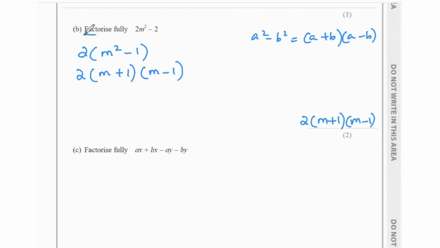Remember, when it says factorize fully, there must be another step. It's not just one step. So you have to keep on analyzing your equation and see if there's any other way you can still further factorize it.